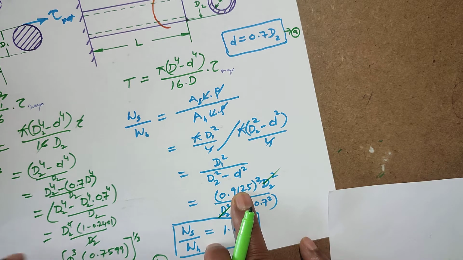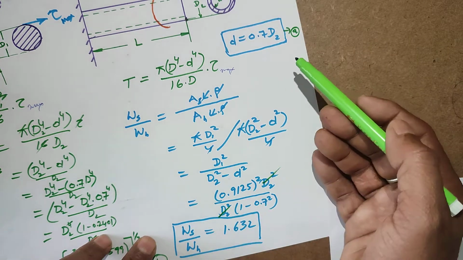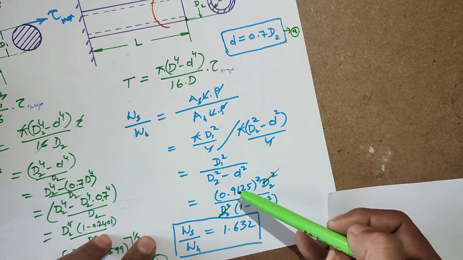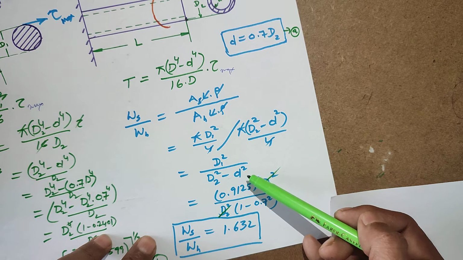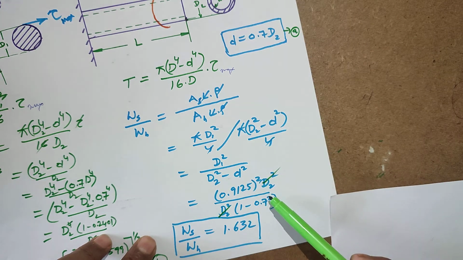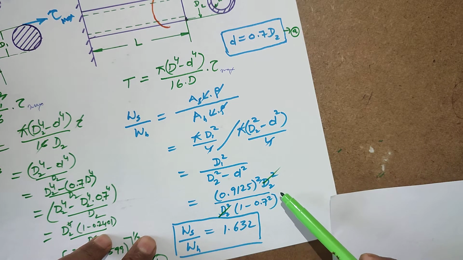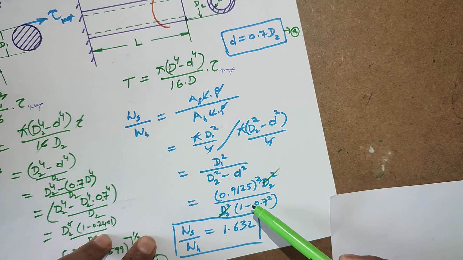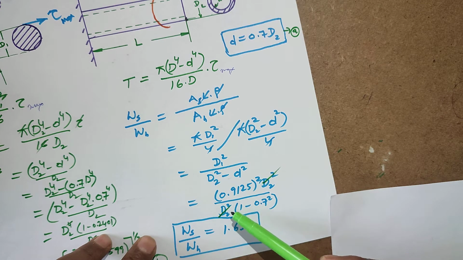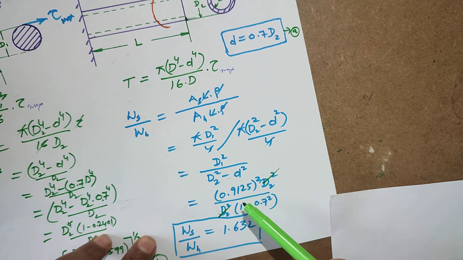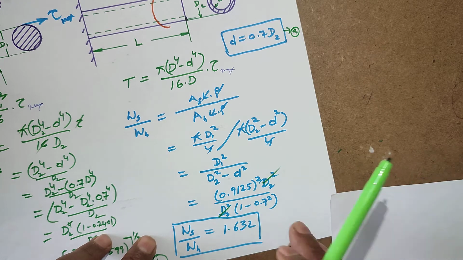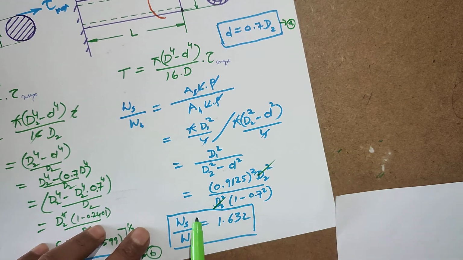You will get D1 is equivalent to 0.925 D2, that is whole square. Now substitute this value also here, that D2 minus small d2 is 0.7 times D2, square means whole square. So D2 square is pulled out and gets cancelled. So what are you getting?